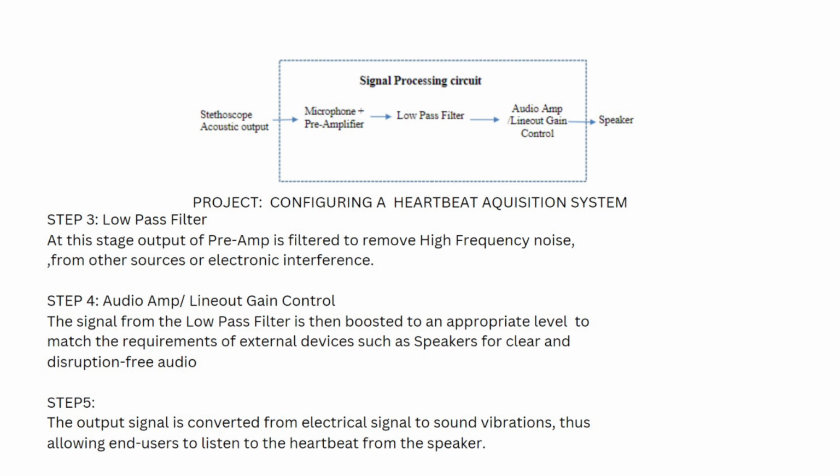Then for the third step, the low pass filter. At this stage, the preamplifier signal is filtered to remove high frequency noises from other sources or electronic interference. And then last, the fourth step, audio amplification. The signal from the low pass filter is then boosted to an appropriate level to match the requirements of the external device, such as the speaker, for clear and disruption-free audio.